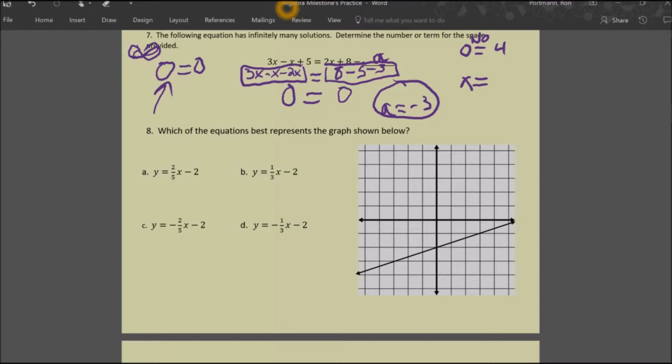Number 8, this is one you cannot afford to get wrong. We've been over and over this. You cannot afford to get this one wrong. We go ahead and get rid of C and D.